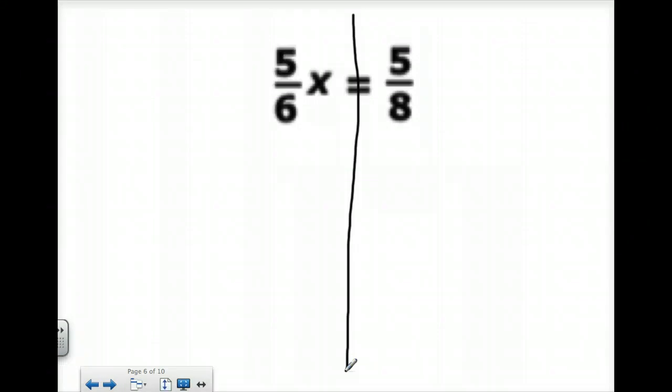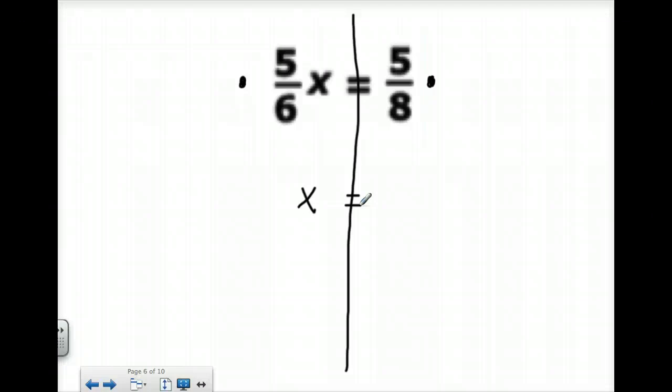Well, you can see on the left-hand side that multiplication is going on. You have a coefficient of 5/6 being multiplied by x. The inverse of multiplication is division. However, we do not want to write complex fractions. So to get rid of 5/6 and isolate our variable so that x is by itself, we need to multiply by the reciprocal of the coefficient.